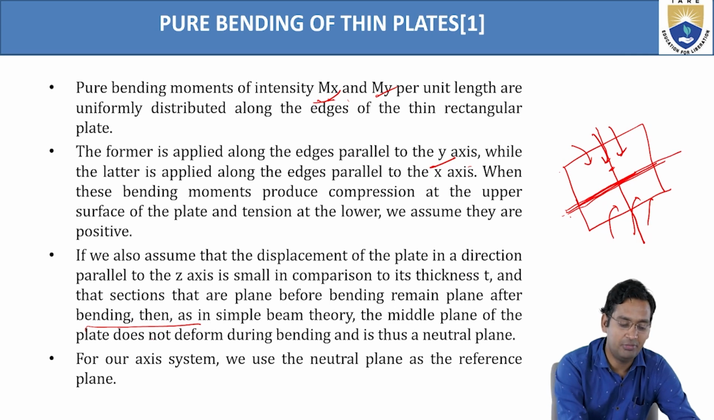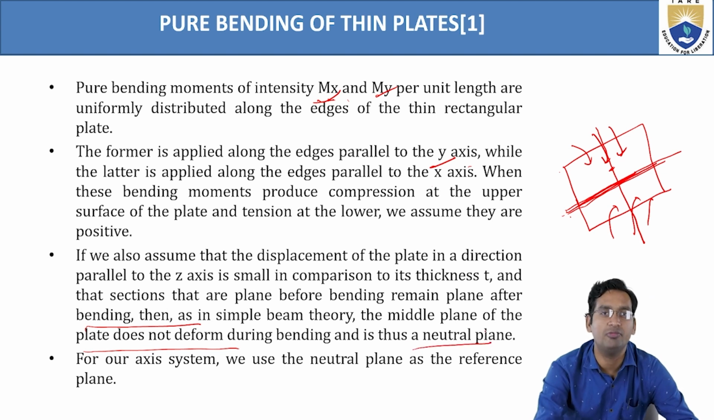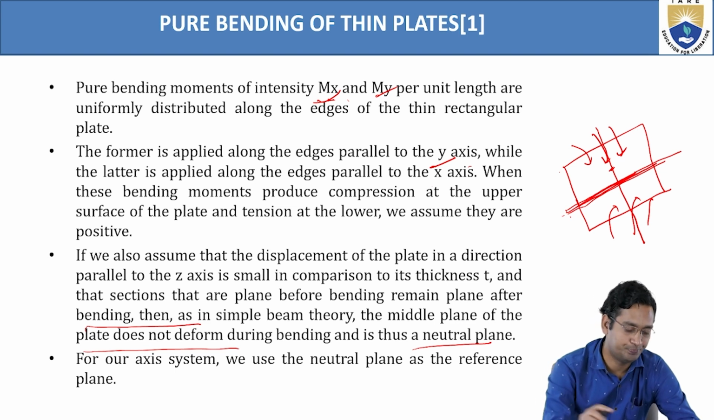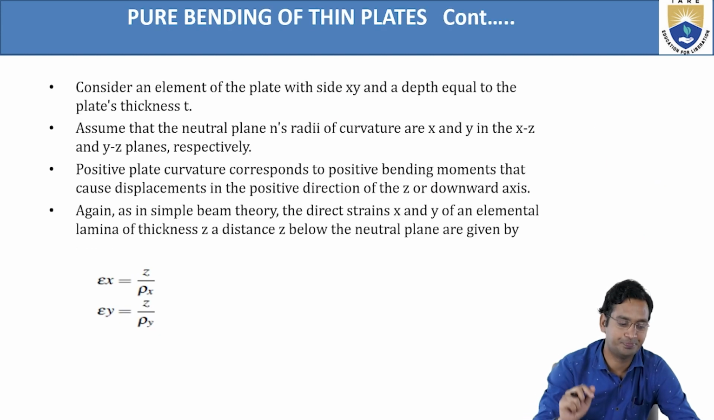So after bending, as in simple beam theory, the middle plane of the plate does not deform during bending. So during bending, the middle plane is not getting deformed and is thus a neutral plane. That's why we call it a neutral plane. It is not getting bent, so it remains the same as before the bending and after applying the bending. For our axis system, we use the neutral plane as the reference. So now we take the neutral plane as the reference plane, and with that we will measure or find the things.